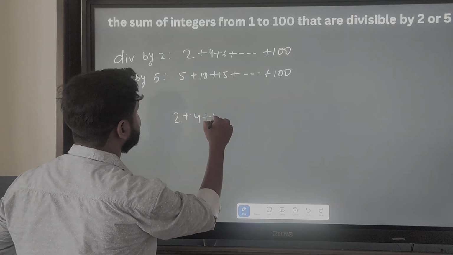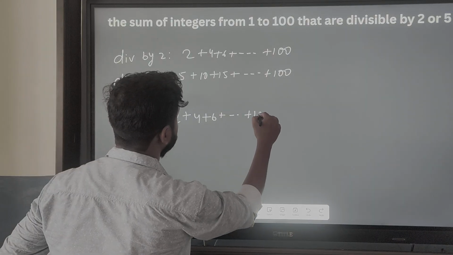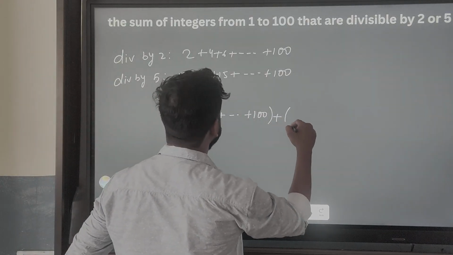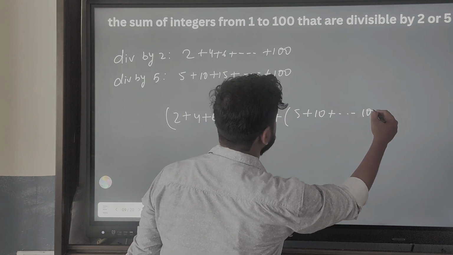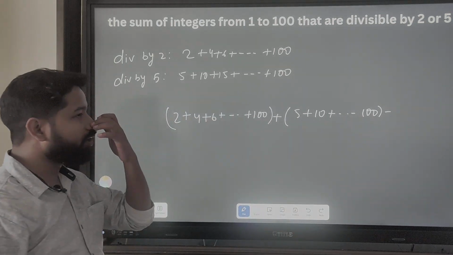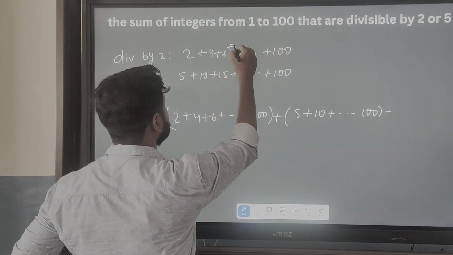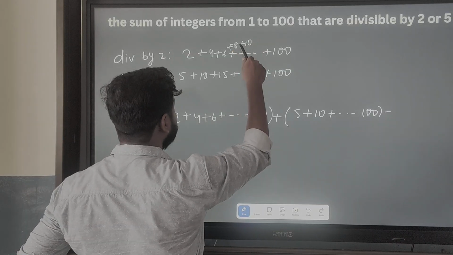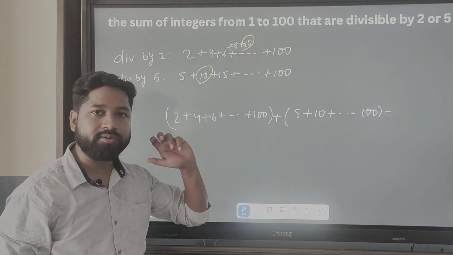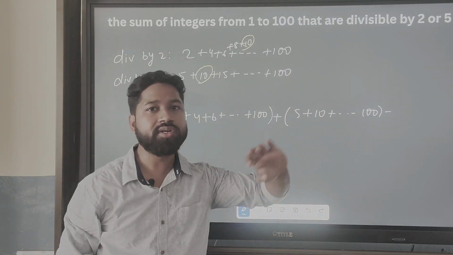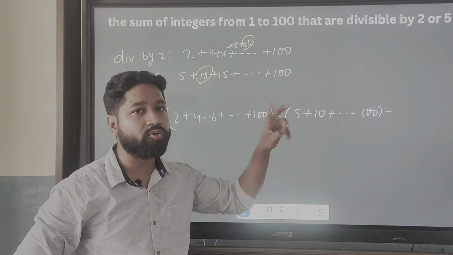Sir, we'll add these things, right? We'll add these things. But if you will see here, by mistakenly, knowingly or unknowingly, what will the next one say? 6 plus 8 plus 10. That 10 is added twice, right? That 10 wasn't divisible by 2. That 10 is divisible by 5 also. But that 10 we have added 2 times.